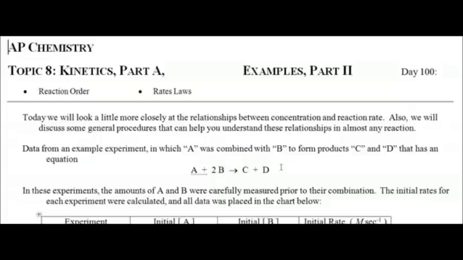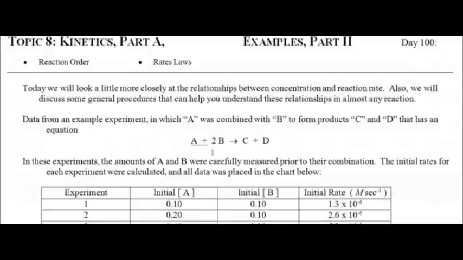In this example here, or this set of examples, we have an experiment where we have the reactants A, B that form C and D. Now, honestly, we don't even need to see this balanced equation to do these types of problems, and what I don't want you to do is look at it and say, oh wow, look at that number 2 there.